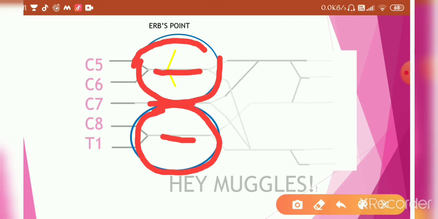Klumpke's paralysis, right? So here you can see that nerve roots from C5 and C6 join together to form upper trunk, and upper trunk gives two branches, that is your nerve to subclavius and suprascapular nerve, and further the upper trunk divides into anterior and posterior division. So this point is known as your Erb's point, and if there is any injury to your Erb's point, there would be Erb's paralysis. An injury to your lower trunk, which involves nerve roots C8 and T1, is your Klumpke's paralysis, right?